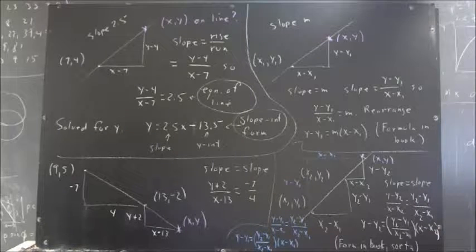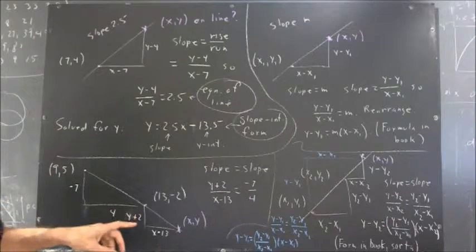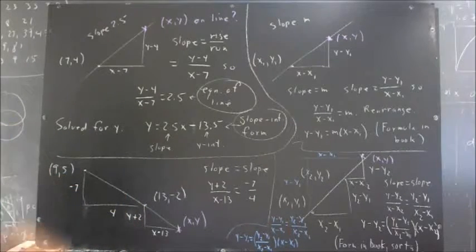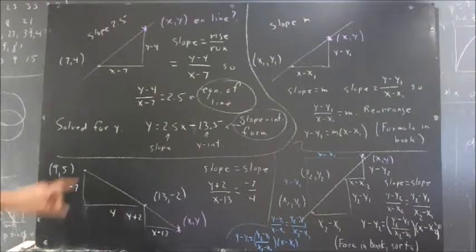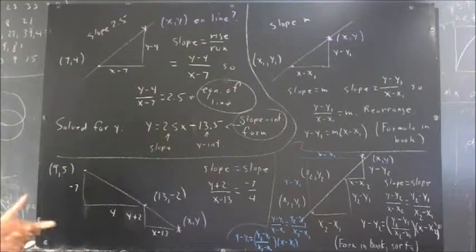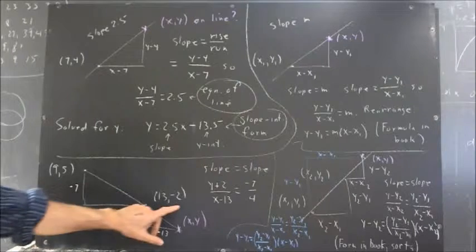Now, if we want to find a line through the points (9, 5) and (13, negative 2), we draw a couple of points that represent the two points that we're looking at, and we find the rise to be, well, 5 minus negative 2.